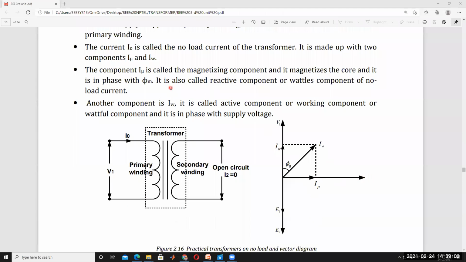It is also called a reactive component or wattless component of no load current. Understood? IMU is also called the magnetizing component. It magnetizes the core, and it's in phase with phi m. Here phi m is the flux. Phi naught means the no load power factor angle.